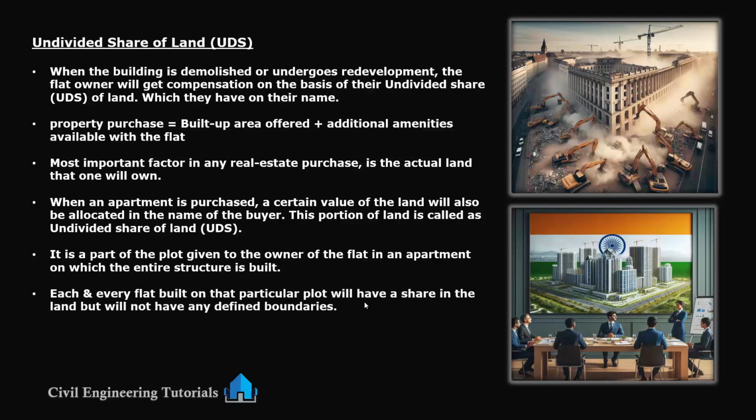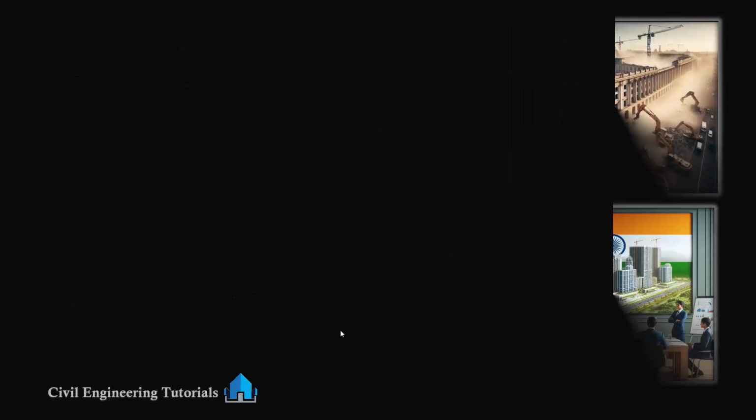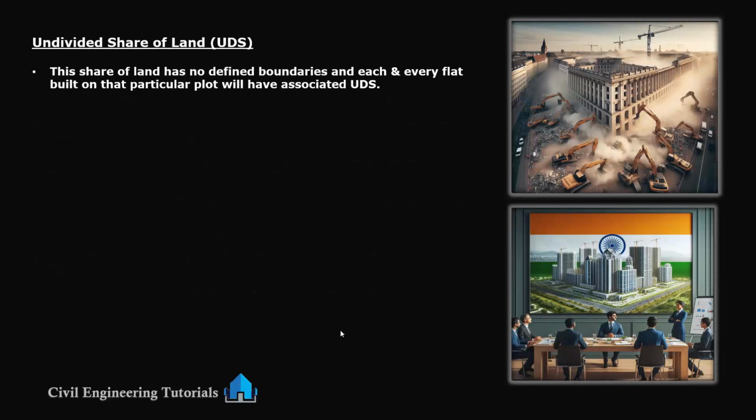Each and every flat built on that particular plot will have a share in the land but will not have any defined boundaries. It is not mentioned that this flat owner has this much area, and that flat owner has that much area. It is not specified anywhere. This share of land has no defined boundaries, and each flat built on that plot will have an associated UDS.